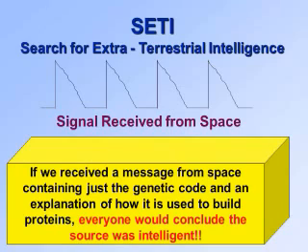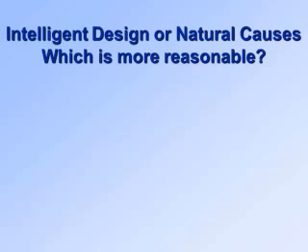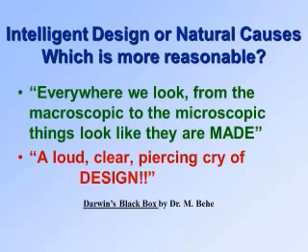I will tell you, group, if we received a message from space containing just the genetic code and an explanation of how to build proteins, everyone on Earth would say the source was intelligent. No question. So which is more reasonable, class, from what I've described to you today? I would say with Dr. Behe, everywhere we look, from the macroscopic to the microscopic, things look like they're made. Look like they're designed. And I think the simplest explanation of that is they were designed by a grand designer who had us in mind. And that's my lesson for this hour.